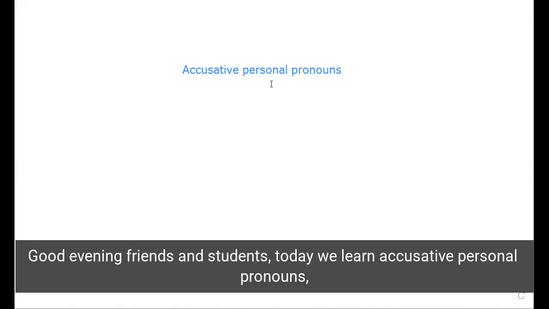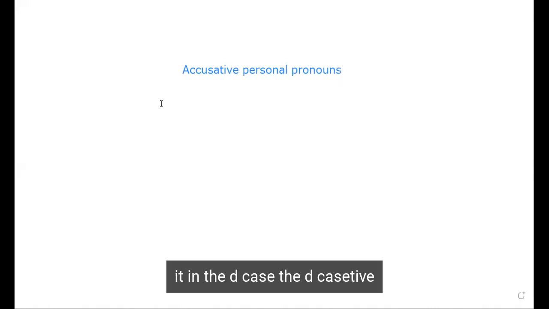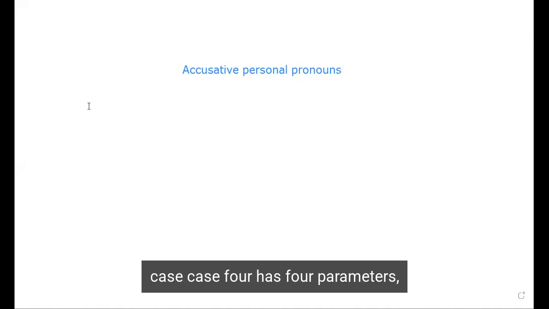Today we learn accusative personal pronouns. Before understanding the accusative personal pronoun, you need to understand the accusative case. So the accusative case has four parameters.